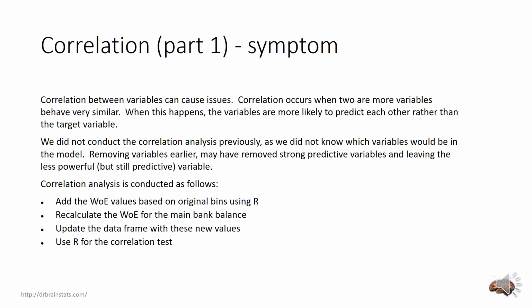Our next test to consider is correlation. Correlation between variables can cause issues. Correlation occurs when two or more variables behave very similarly. When this happens, the variables are more likely to predict each other rather than the target variable.